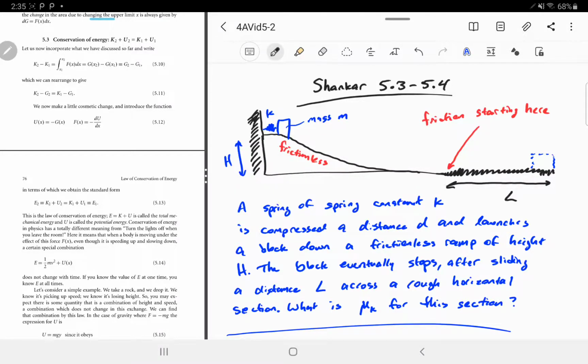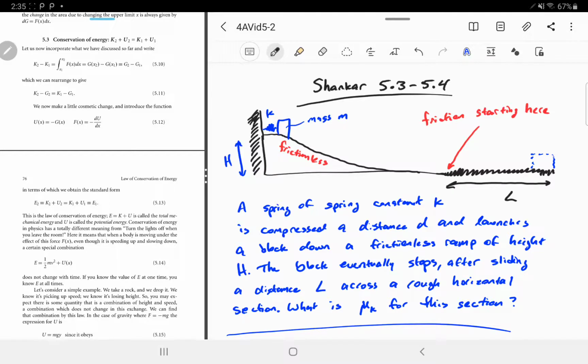All right, this video will continue our discussion of energy, talking about conservation of energy and then how to incorporate friction involved. So by the end of the video, we should be able to analyze a problem like this, which is pretty representative of a lot of energy problems.